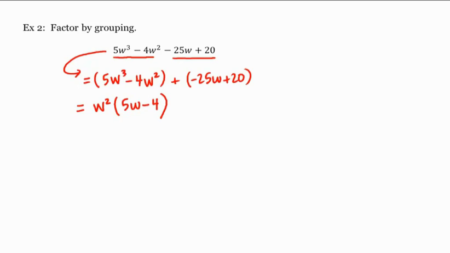Now, what is the greatest common factor in the second grouping? Well, we could factor either a 5 out or a negative 5 out. But remember, our hope is that we're going to get the same binomial left over. So what happens when we factor out a 5 here? We'd be left with negative 5w plus 4, which is not that same binomial. However, if we factor out a negative 5, we're left with 5w minus 4, which is that same binomial. So that's what we want to factor out, is the negative 5. So this is minus 5 times 5w minus 4.